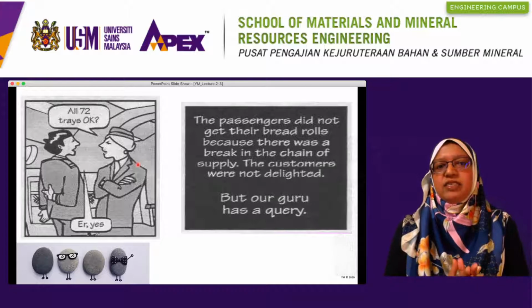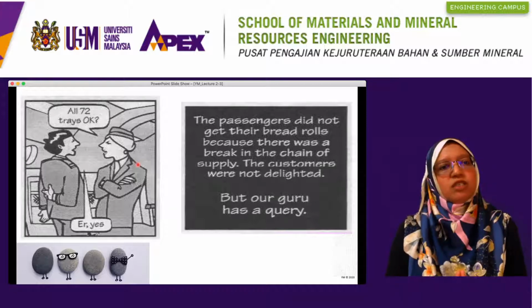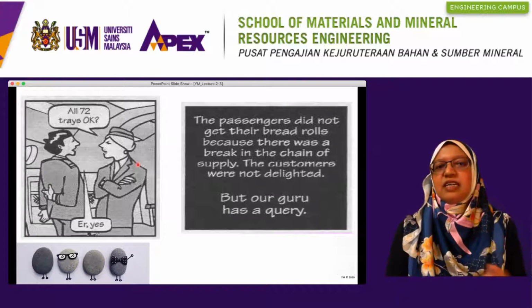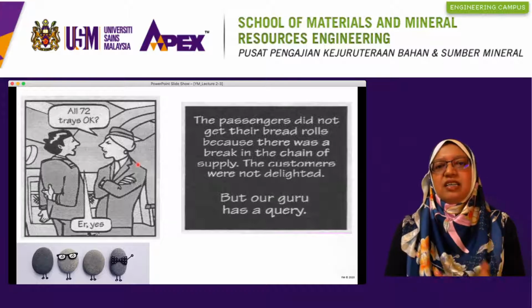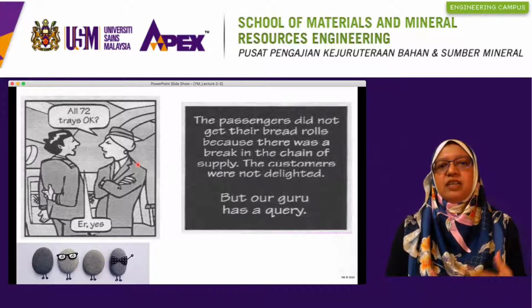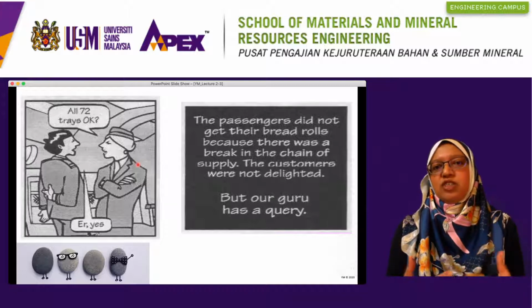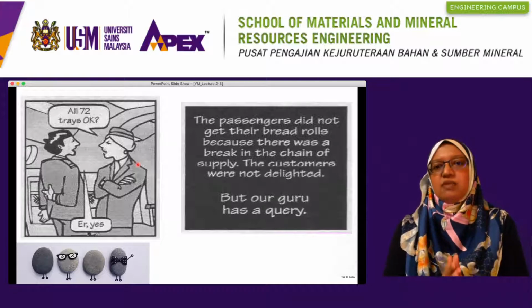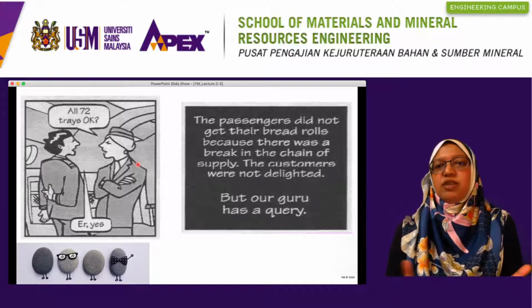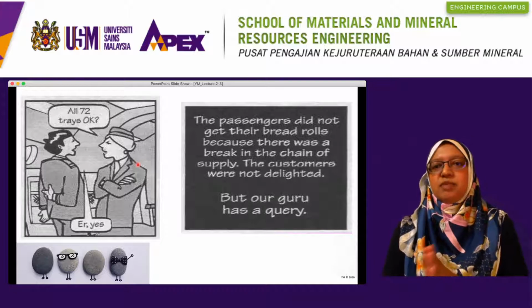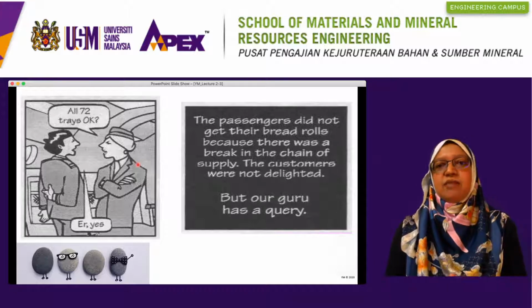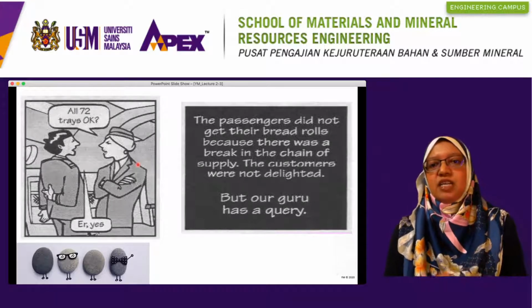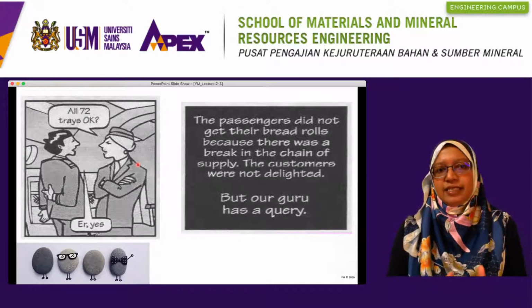Even when the stewardess asked him for 72 trays, he hid the shortage of bread rolls for that plane, because he assumed nobody was going to eat them, right? So the passengers did not get their bread rolls because there was a break in the chain of supply. So the customers were not delighted.